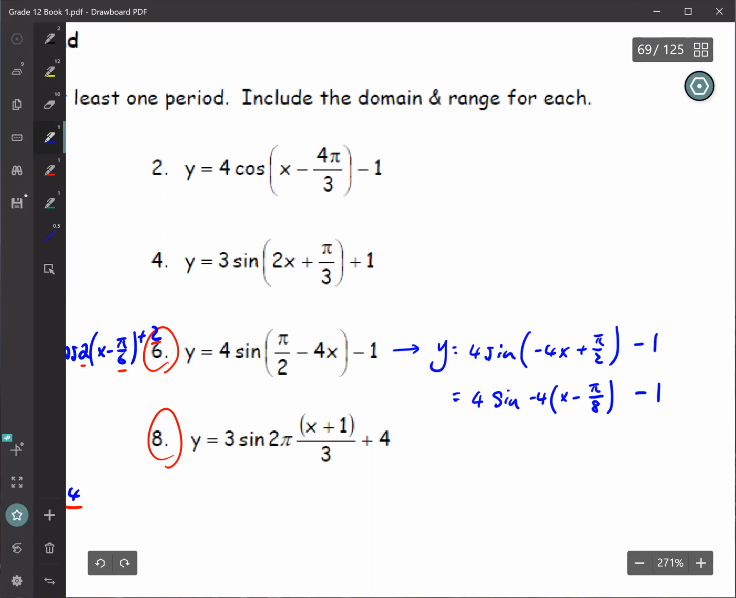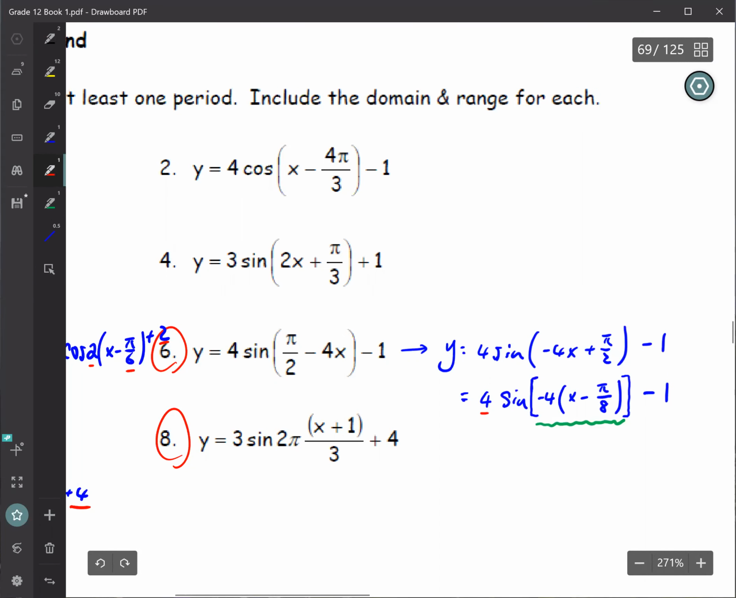Make sure you put another bracket in the front, okay? Because otherwise, if you don't put that, it looks like it's sine minus 4, but it's not, okay? It's sine of something. Everything here is inside the angle, right? So make sure you put one more bracket because of the negative, right? So your A will be 4, B is negative 4, C is pi over 8, D is negative 1.